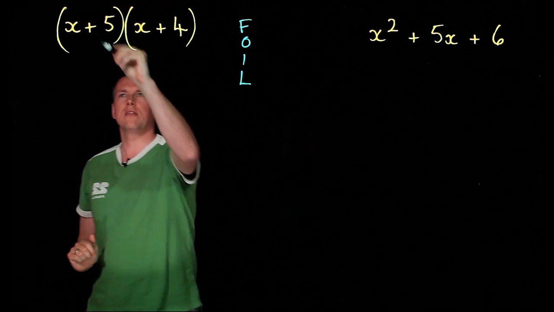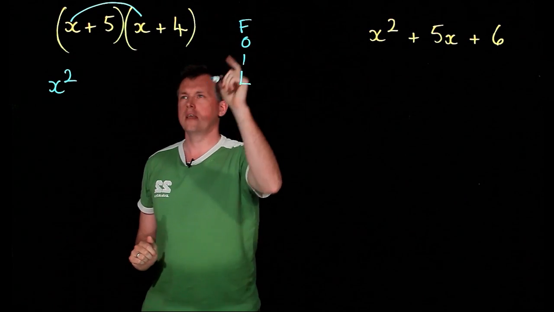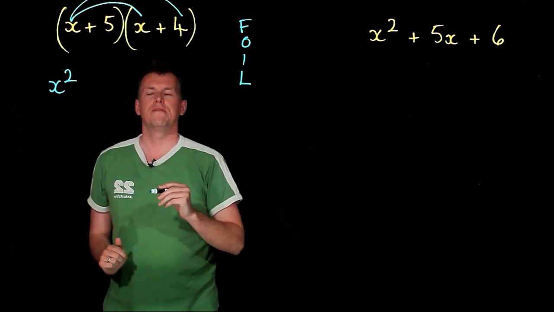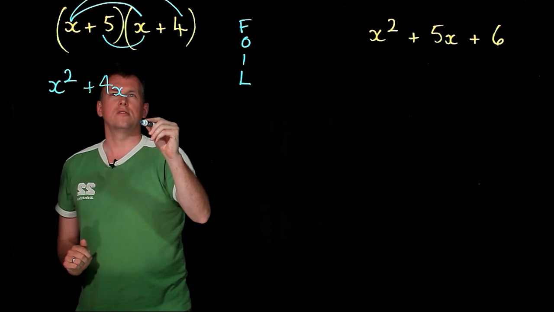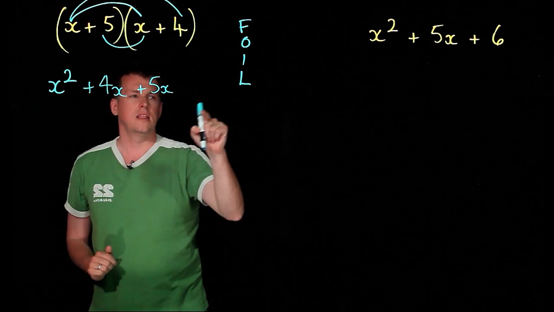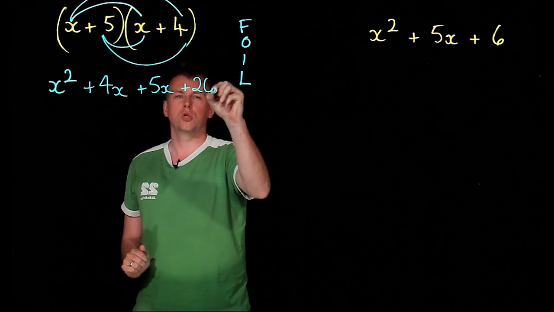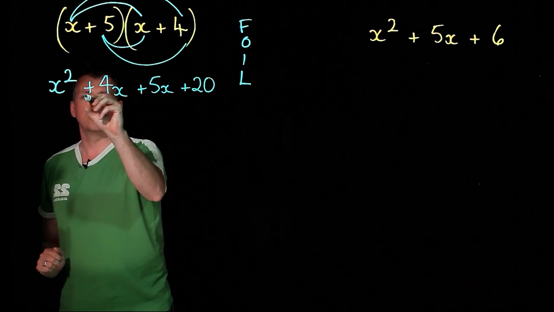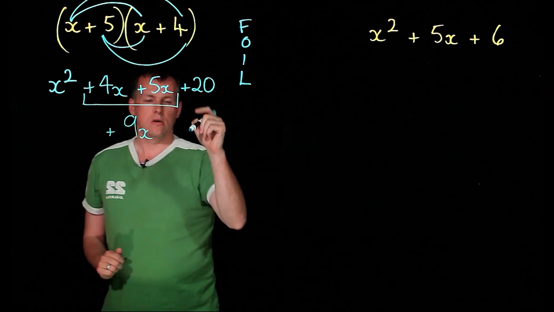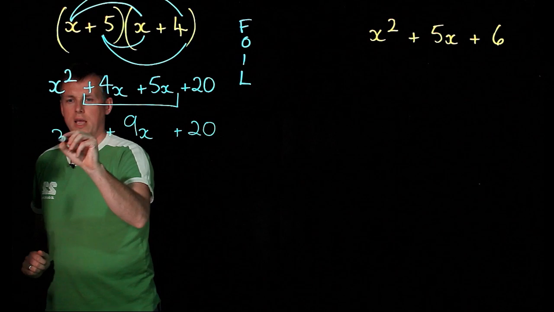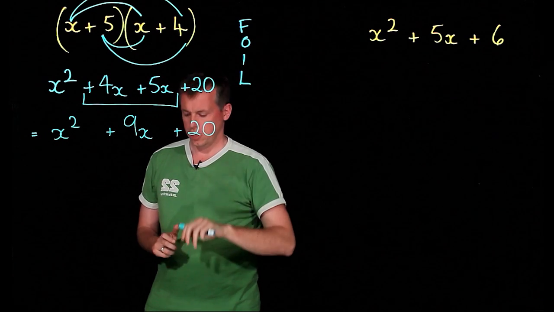Okay, we're multiplying together the first two terms there, x times x giving us x squared. We're then looking at the outside terms, the x times by the 4 giving us plus 4x. We're multiplying together the inside terms, the 5 times the x giving us plus 5x. And then we're looking at the last two terms in each of the brackets, the 5 times by the 4 giving us plus 20. Not forgetting to simplify because we have two x terms here. We have 9x altogether. And we've got a single number term, so we've got plus 20, and we've got the x squared there. Okay, so if we're expanding, we end up with this expression here.